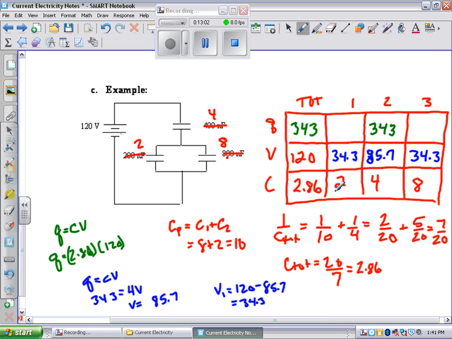And then I can finish it up just by multiplying C times V to get Q. So 2 times 34.3 is going to give me roughly 69 if I'm rounding. And 8 times 34.3 is going to give me roughly 274. Now I can check this. Whatever charge is on this plate gets split over these two. So this Q here, the 343, should equal these two added together. And if I do that, 274 plus 69, I should get 343. So it does check out.